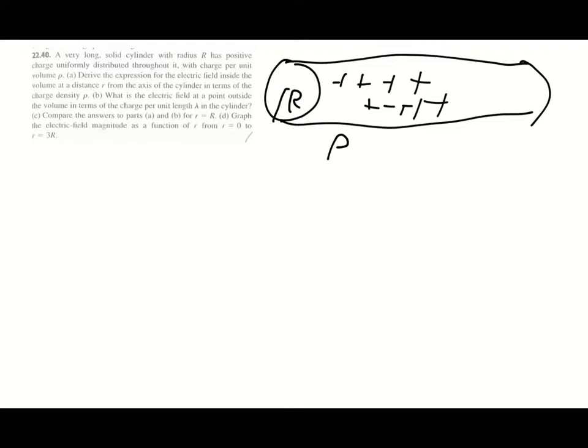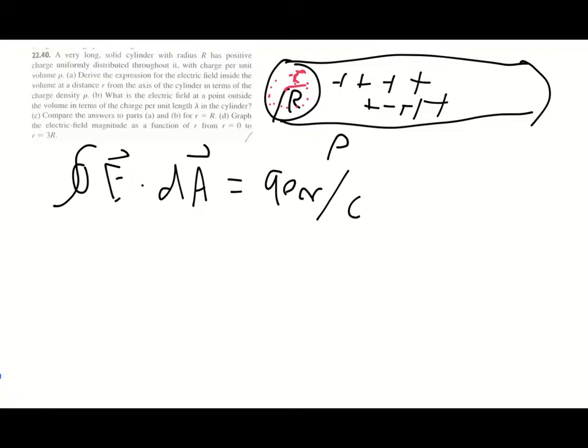So we're going to be making a Gaussian surface that is on the inside of this surface, and it's going to have a radius of small r. We need to find out what that is. In order to do that, we're going to set up Gauss's law, which I'm going to write: E dot dA equals q enclosed over epsilon naught.